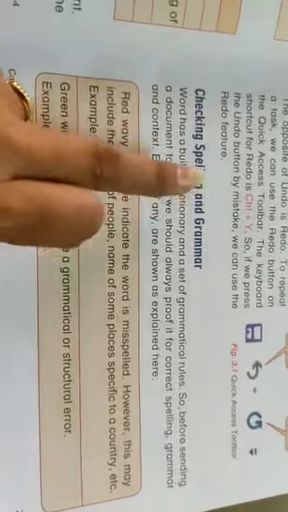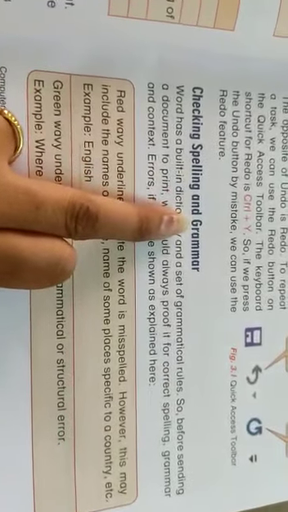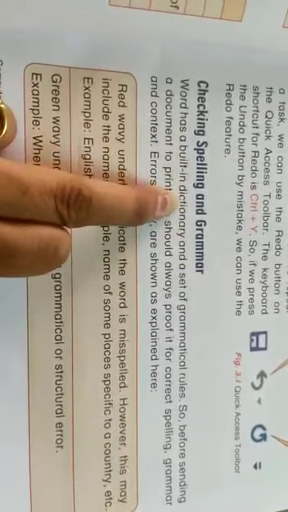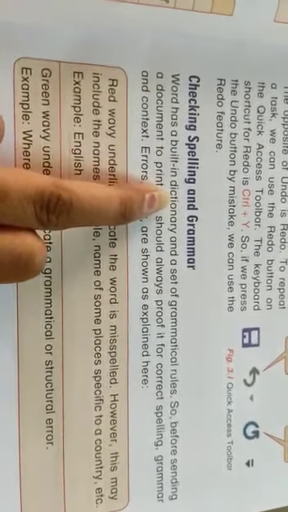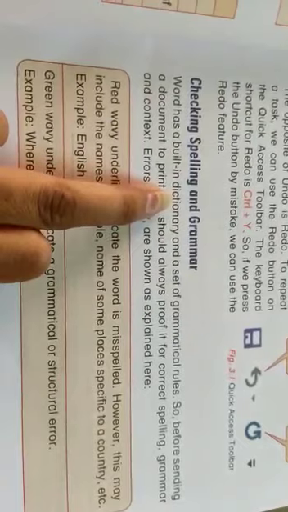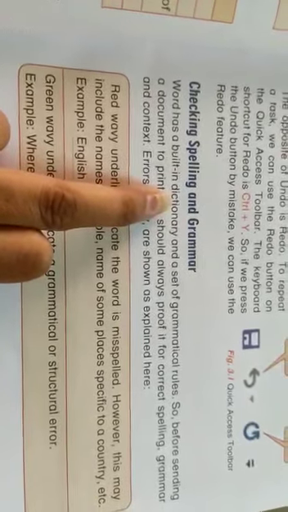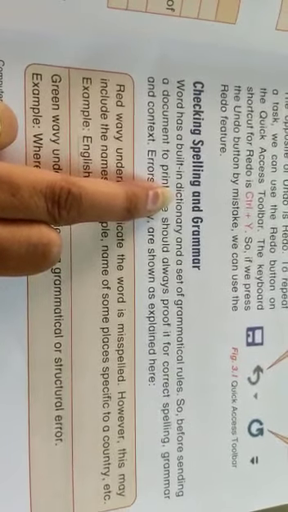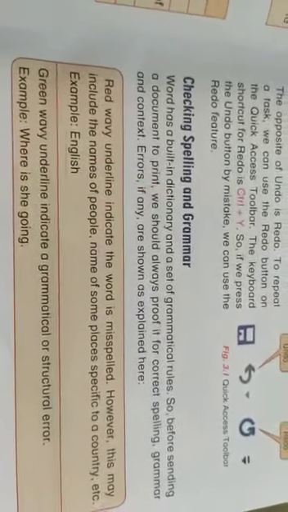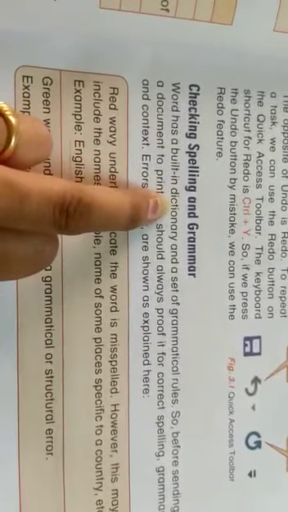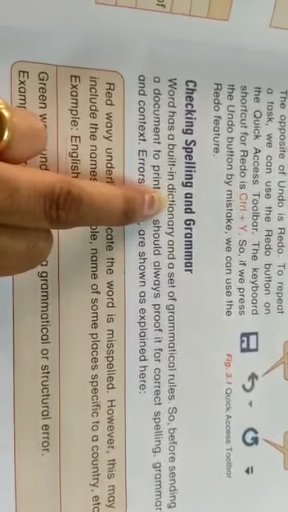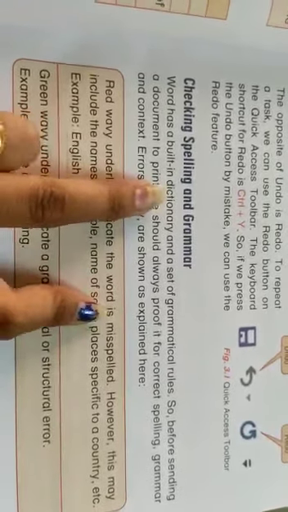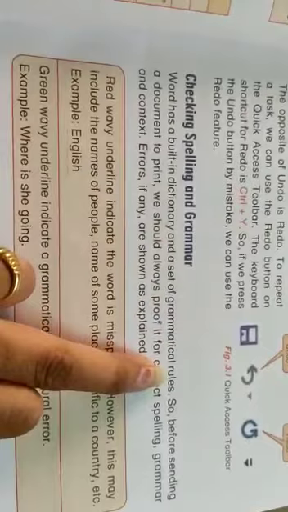Now, checking spelling and grammar is already there in the computer. It is an inbuilt dictionary. For English, if you don't know any spelling or any meaning, what do you do? You take out your Oxford dictionary, which you have bought from the shops or got with the books, and you open that. But in the computer, it is inbuilt. In MS Word, the inbuilt dictionary is already there, and a set of grammatical rules are there.